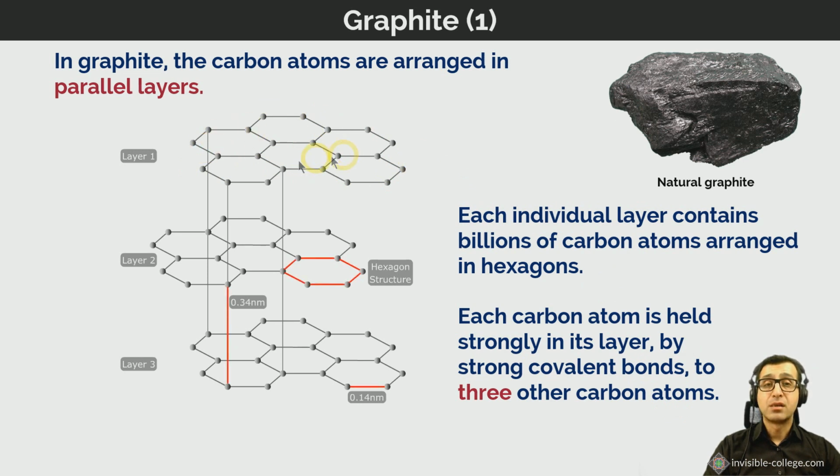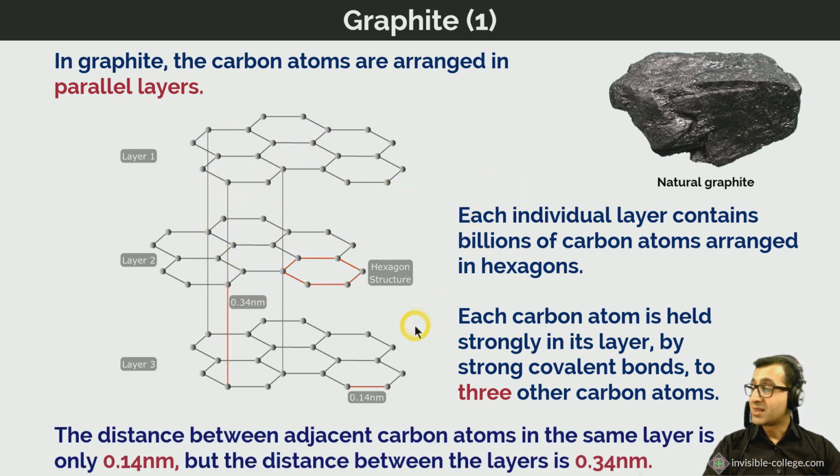However, between the layers, you have relatively weaker intermolecular forces. So the distance between adjacent carbon atoms within any given layer is about 0.14 of a nanometer, 0.14 billionths of a meter, whereas the distance between the layers is about 0.34 nanometers.